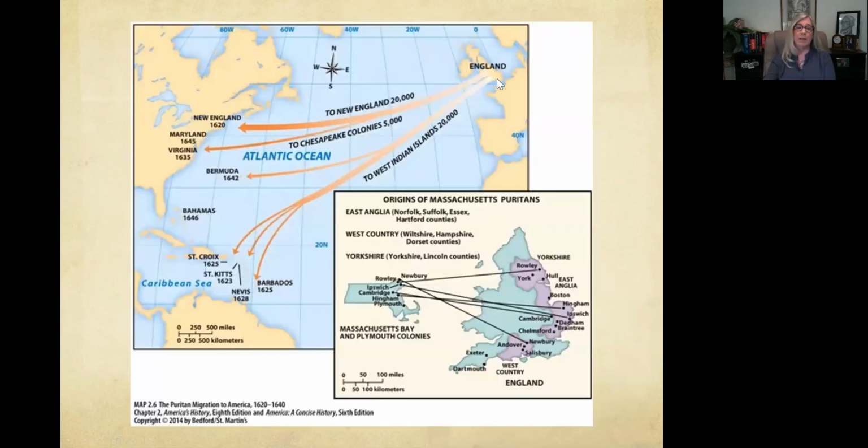Okay, so they leave England and they come here to North America, into New England. First group will arrive in 1620. The second group arrives in 1630. And they come as families. So we've got large numbers of families that will come here and establish the colony at New England.